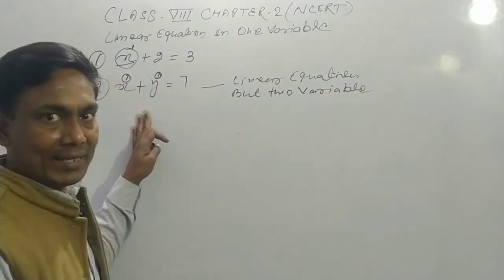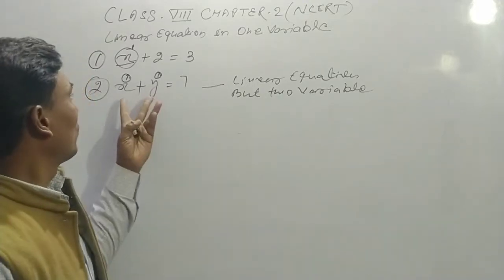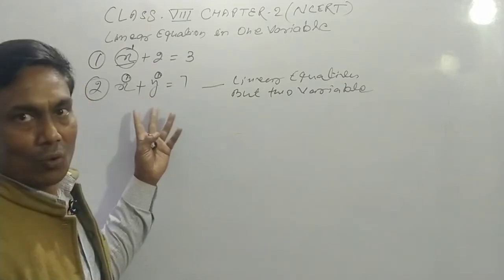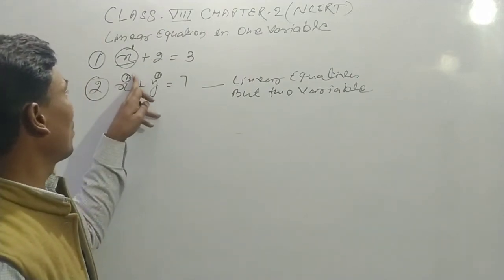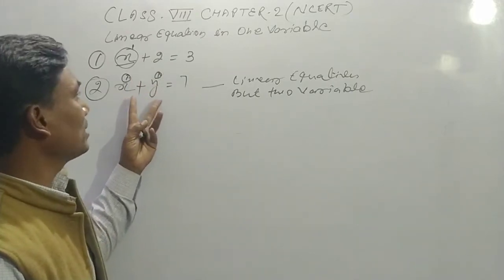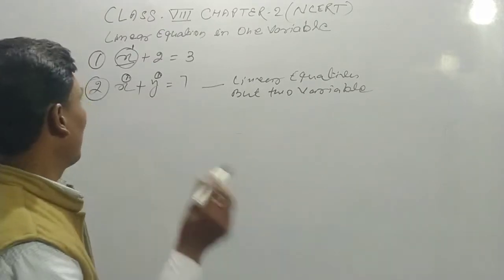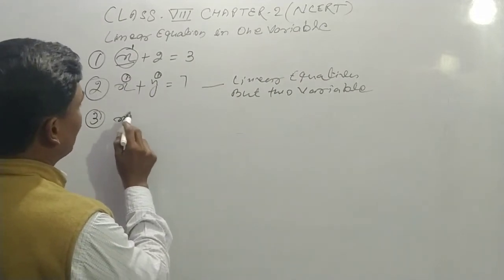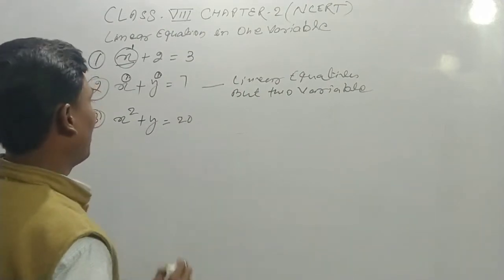We can easily verify that this equation is a two variable equation, and it is also a linear equation because its highest power of exponent is 1. So this equation is a linear equation but a two variable equation. If we take another example, x square plus y is equal to 20.